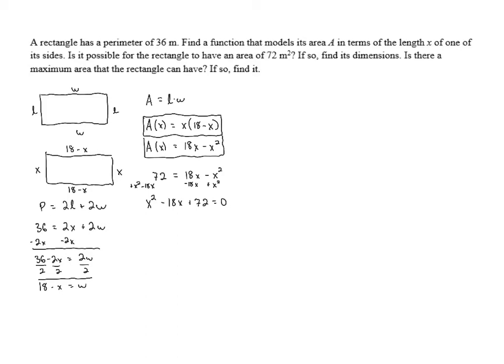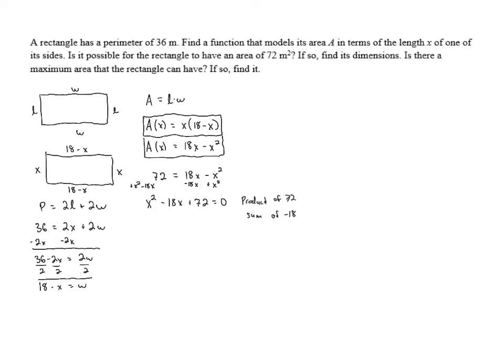We can either try factoring or the quadratic formula. I don't want to use the quadratic formula because those numbers would be super big, like b squared would be negative 18 squared. So let's try to factor. We're looking for two numbers that have a product of 72 and a sum of negative 18.